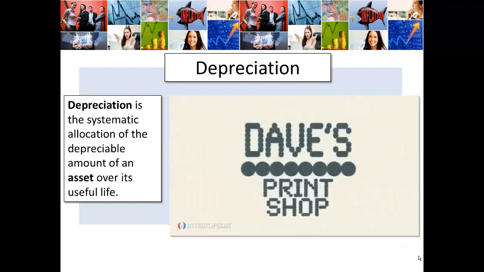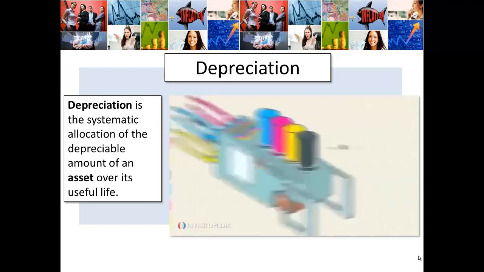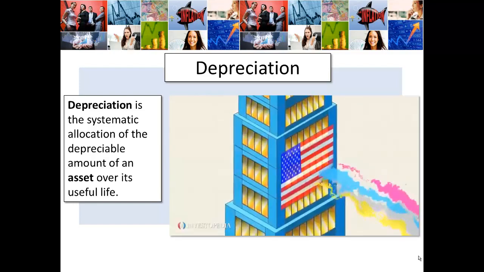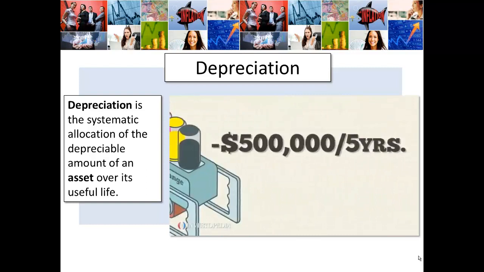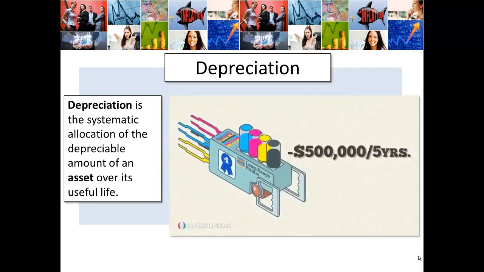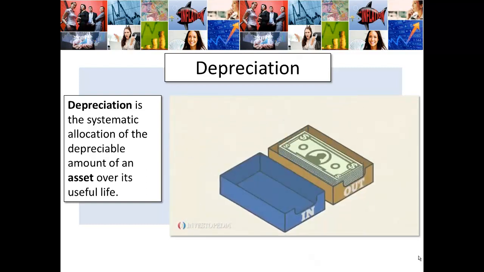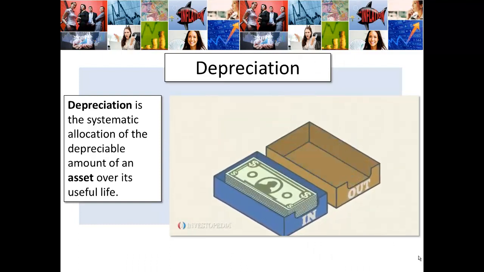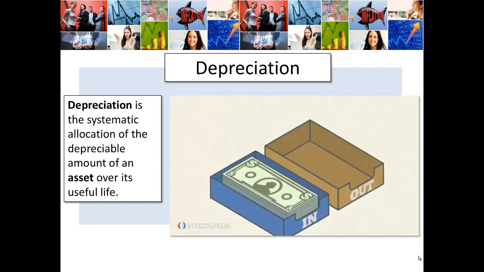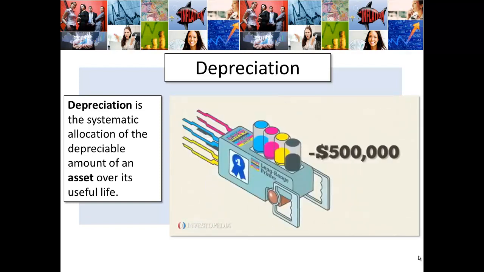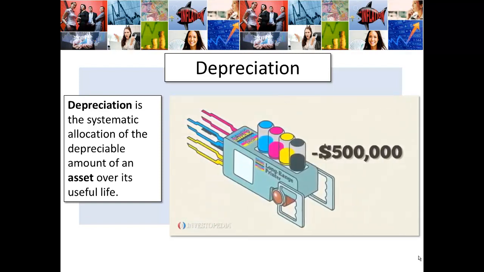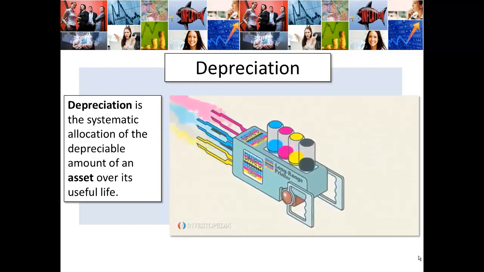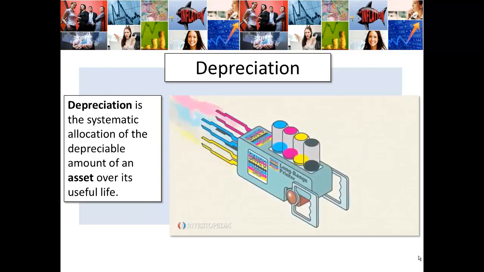For example, Dave's print shop buys a piece of equipment for $500,000 and expects it to have a useful life of 5 years. It will be depreciated over 5 years. Every accounting year, the company will expense $100,000, which will be matched with the money that the equipment helps to make each year. This is called straight-line depreciation. The asset stops being depreciable when its cost has been fully recovered, or when it is taken out of service, whichever happens first, depending on the business.